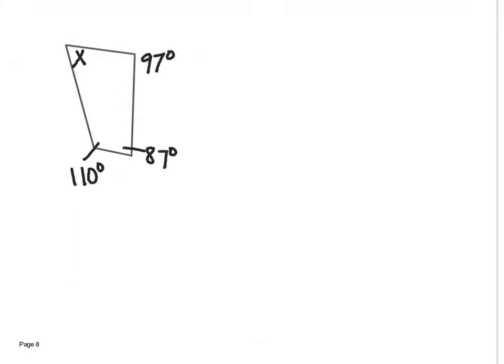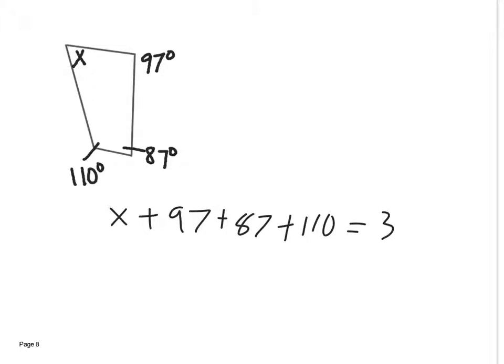Draw this. All right, so you've got 4 angles. You add them all up. It doesn't matter what they say about it, whether it's x or x plus 3 or x minus 8 or 2x or even 5x minus 3. You just write what each angle is. So x plus 97 plus 87 plus 110. And we know it's equal to 360. We've been told that.